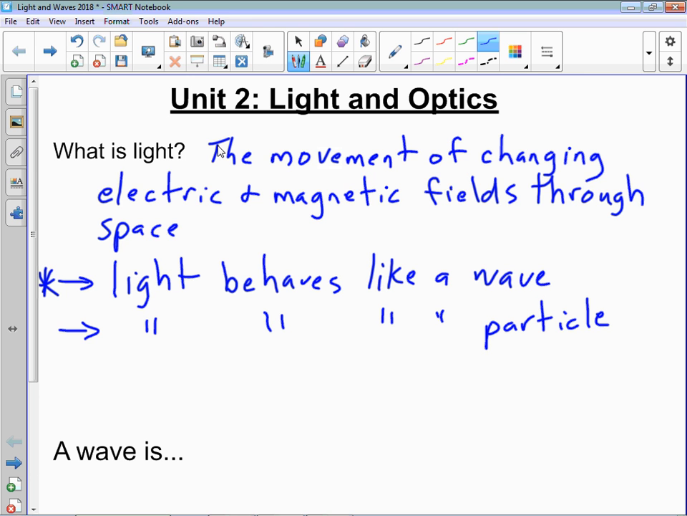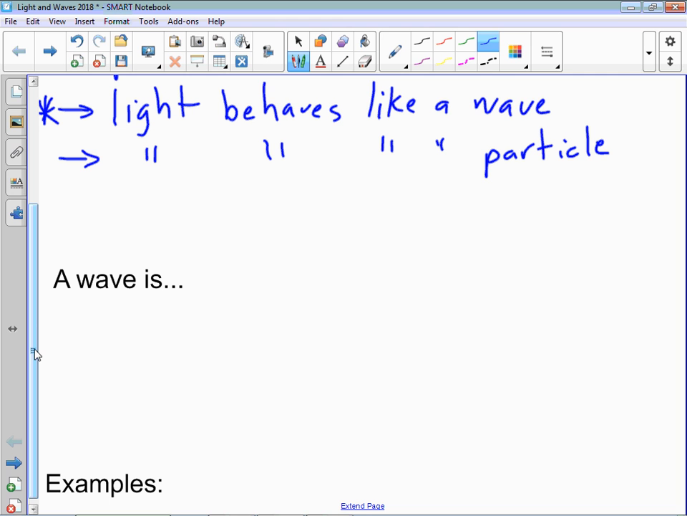So if we're going to talk about light as a wave, I guess our next question is, what is a wave? You've all seen waves, whether it be water waves or doing a wave at a ball game, or even just listening to this video right now, you are getting sound waves in your ear. So the technical definition of what a wave is that it's a transfer of energy. All waves are a transfer of energy.